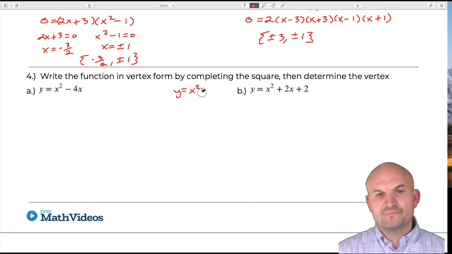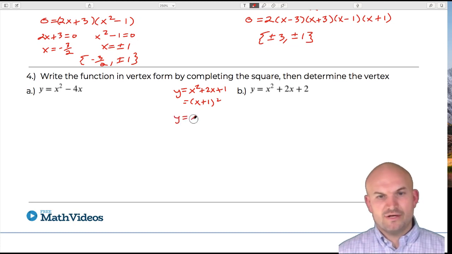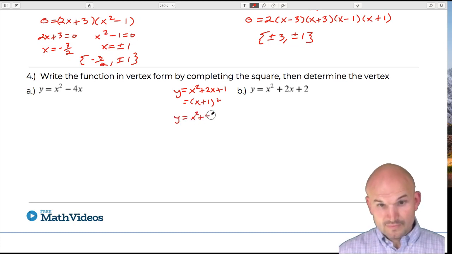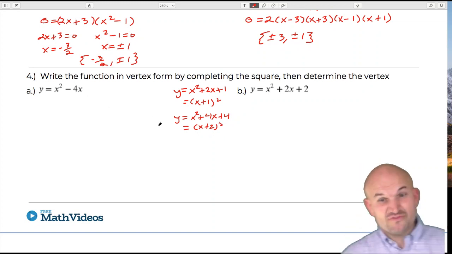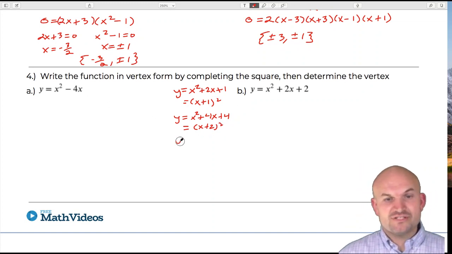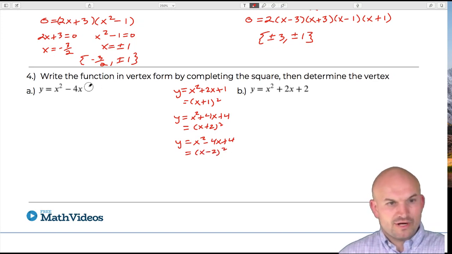For instance, x squared plus 2x plus 1 can be factored down into x plus 1 squared. If I have y equals x squared plus 4x plus 4, that can be factored down into x plus 2 squared. And so you can see this one was very similar, right? But actually, this is just the negative. If I have x squared minus 4x plus 4, that factored form is x minus 2 squared. So really, I just need to add a 4 here, right?